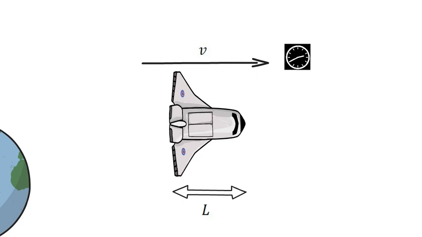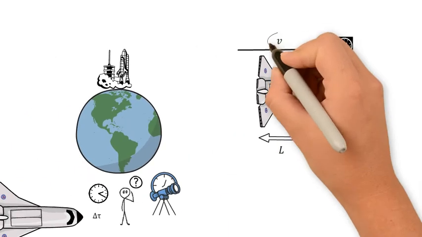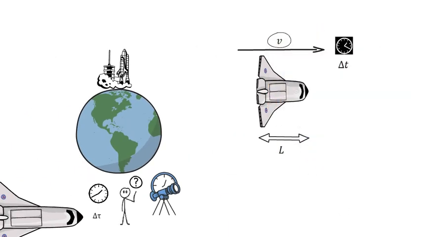Also, you know that in the ship there is another timer, that you call delta t. This is the moving reference system. Finally, you know that in both reference systems, the speed of the ship is simply v. Using the data you have, you can see that.